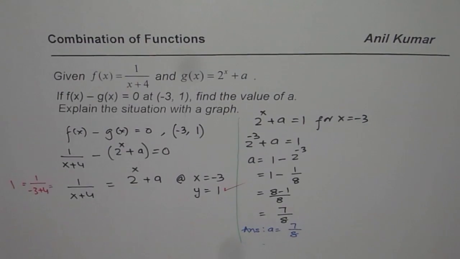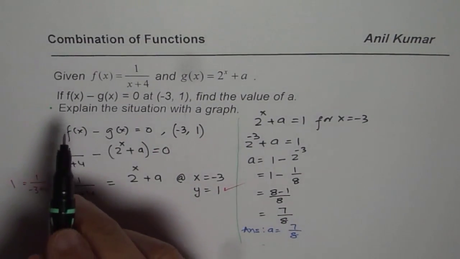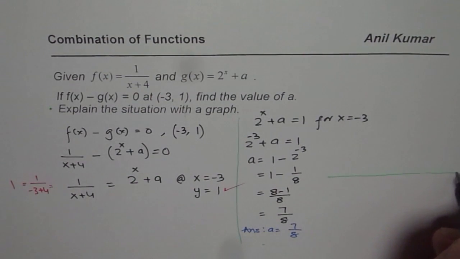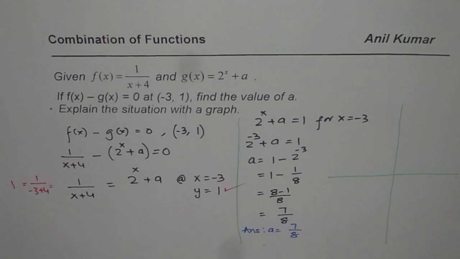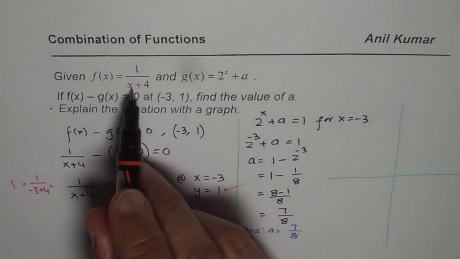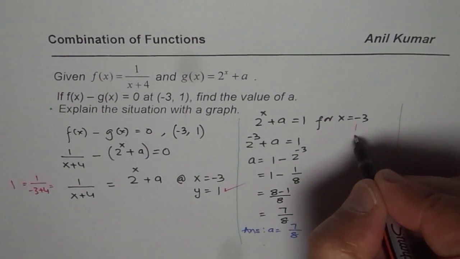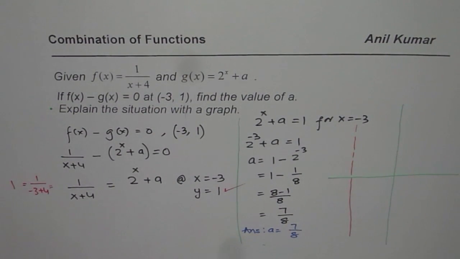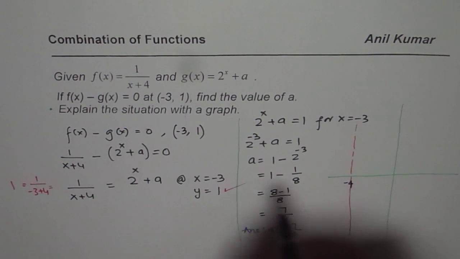Now another part of this question is to explain the situation with a graph. So let me sketch a graph here, and then we'll try to explain the situation. In this graph, let's sketch f(x). We have a vertical asymptote at -4. So let me draw this vertical asymptote, let us say at -4.